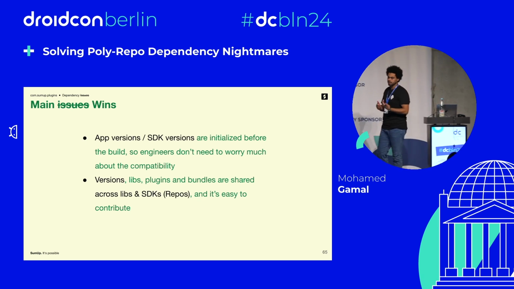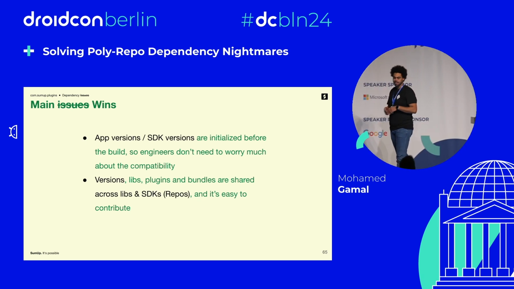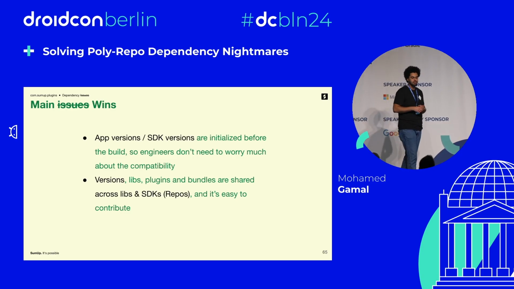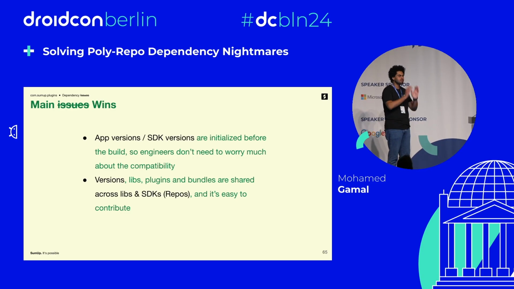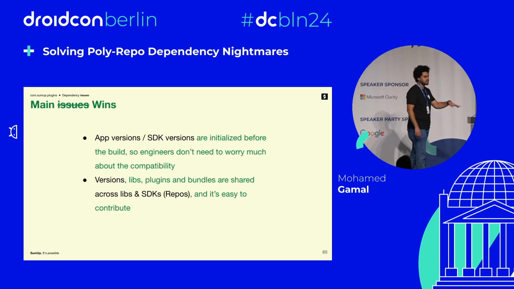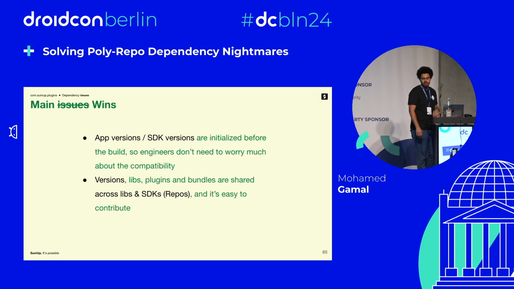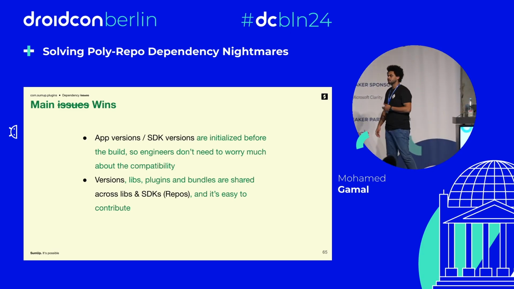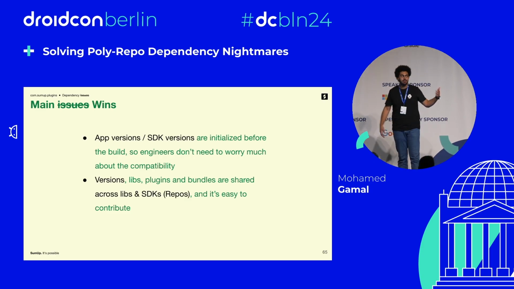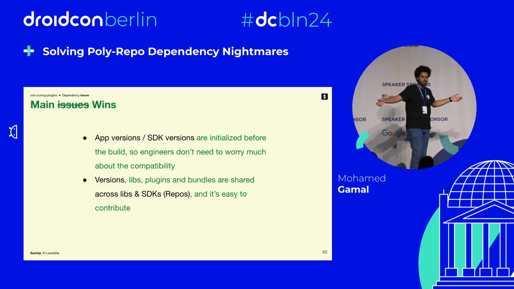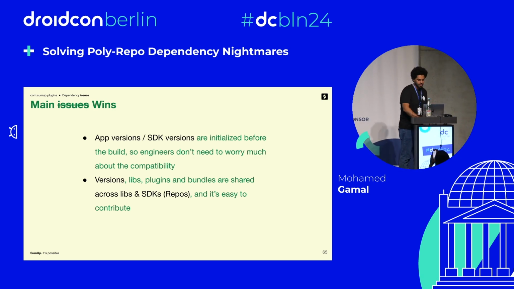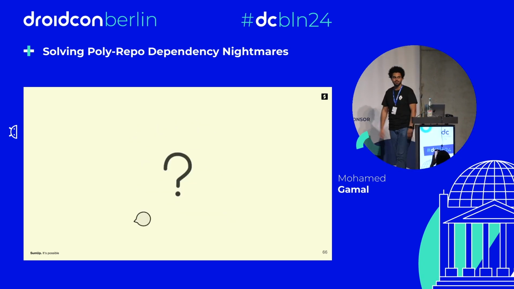And about the issues, now there are wins. The first issue was app versions versus SDK versions. Now it's initialized before the build anyway, so you don't care much about that. Engineers don't need to worry. They just use versions. They don't care whether this version is coming from the SDK or from the app. It's centralized anyway. And also, not only versions, but also libs, plugins, and bundles are shared across the whole Poly-Repo. So all the repos can use the same, and it's really easy to contribute. Again, one PR is all it takes. That's all. So, any questions?